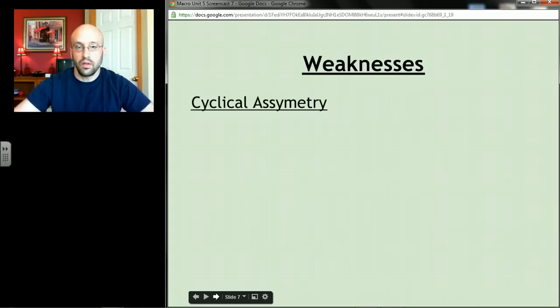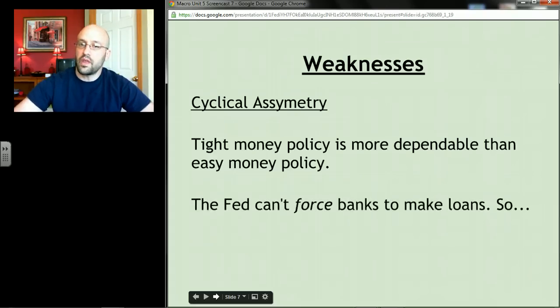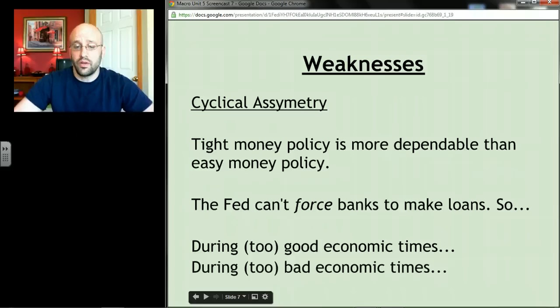Finally, there's something called cyclical asymmetry, which essentially means that tight money policy, trying to move AD to the left, is more dependable than easy money policy, trying to move AD to the right. The reason for that is that the Fed can stop banks from making loans by simply raising the reserve requirement, for example, to 100%. But the Fed can't force banks to make loans. Even if they reduce the reserve requirement to 0%, it still relies on banks to finally make those loans. And banks tend to work in a pro-cyclical way, meaning that in good times they make lots of loans, and in bad times they tend not to make loans.